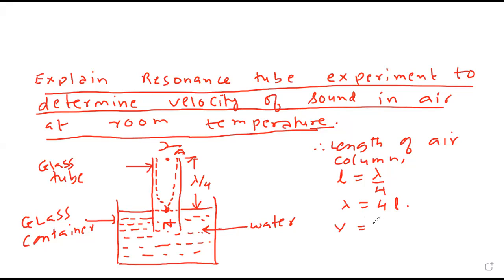So V equals N lambda. So V equals N into 4L. That is V equals 4NL. Using the above formula, velocity of sound can be determined.